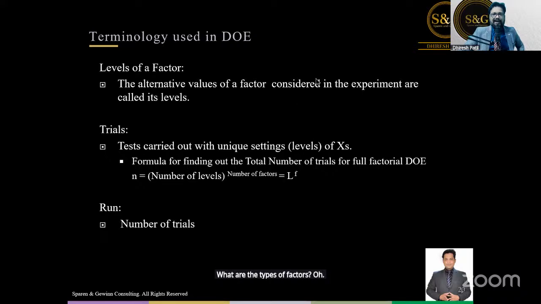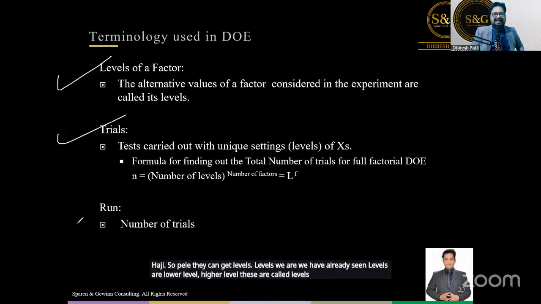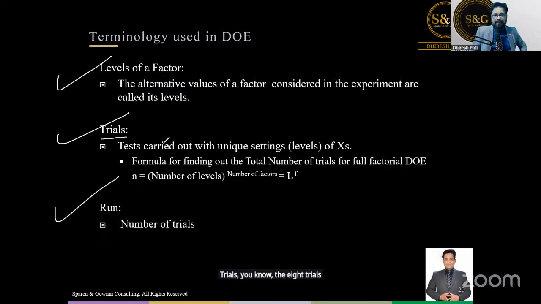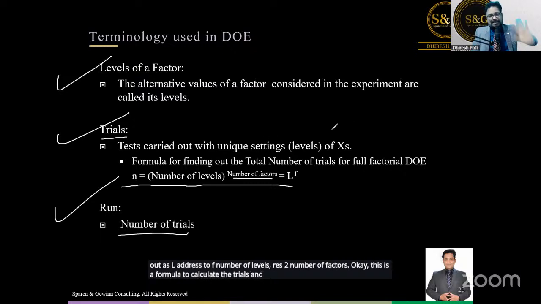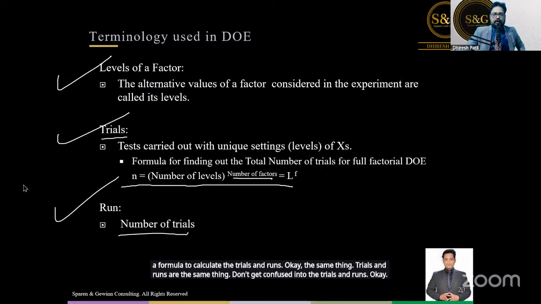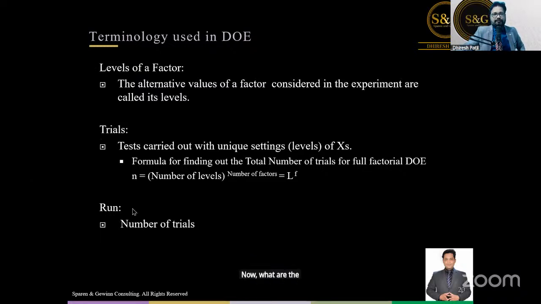Yes, so first we will see levels. Levels we have already seen. Levels are lower level, higher level. These are called levels. Trials and runs are the same thing, the 8 trials or 8 runs. It can be easily found as L raised to F, number of levels raised to number of factors. There's a formula to calculate the trials and runs. Trials and runs are the same thing. Don't get confused by trials and runs. Now, what are the types of factors we have?